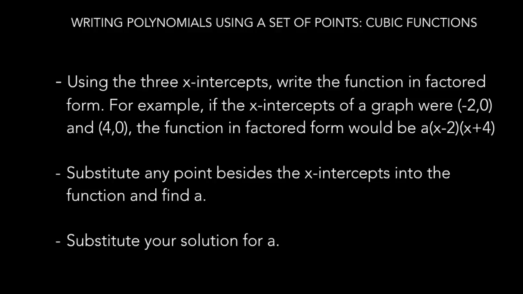For example, if the x-intercepts of a graph were -2, 0, and 4, and 0, the function in factored form would be a times x times (x - 2) times (x + 4). Then substitute any points beside x-intercepts into the function and find a. Finally, substitute your solution for a.